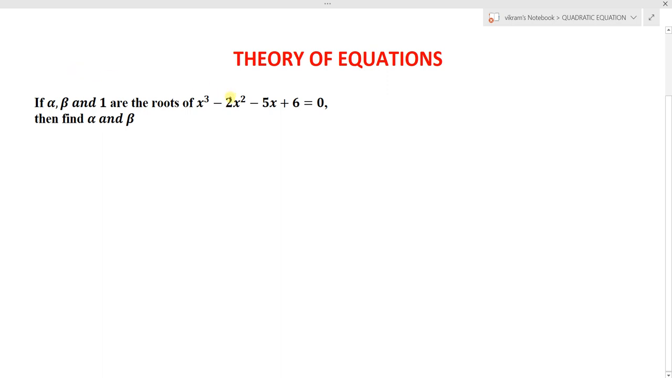Theory of equations. In the previous lecture, we have seen the relation between the coefficients of a polynomial and the roots of the polynomial. So please watch the video.